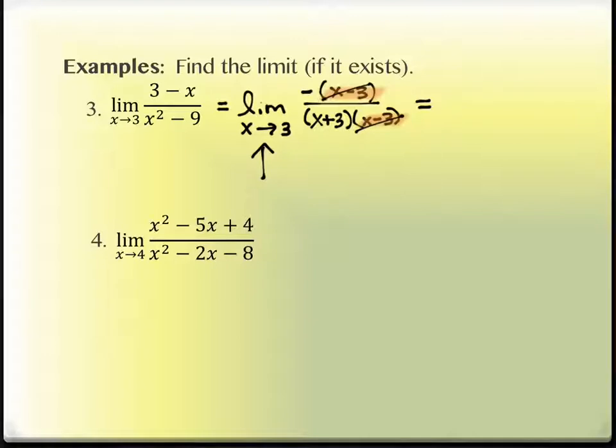So we need one more step where I'm going to write what I've got currently. What I've got currently is negative 1 over x plus 3. And now, is my denominator okay? It is. No problems now. I can actually plug that value in, and it works just fine. And I end up with negative 1 over 6.